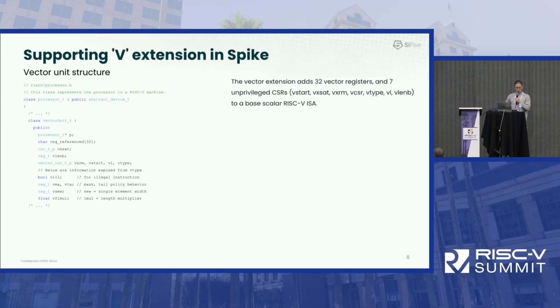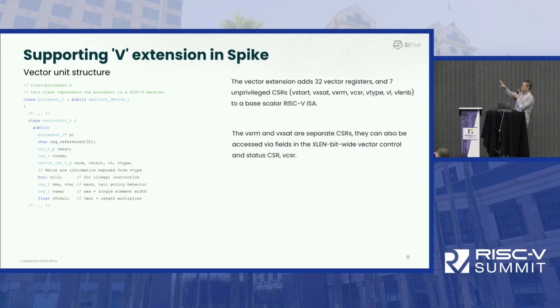According to the V extension specification, the vector extension adds 32 vector registers and 7 unprivileged CSRs to a base scalar RISC-V ISA. If you're looking at the slide, you might find that there are only 6 CSRs in the structure here. That is because the VCSR is simply a register that maps the values of VXRM and VXSAT into a single register. So that's why there are only 6 registers here. Please refer to the spec itself for the actual detail and where the bits are.